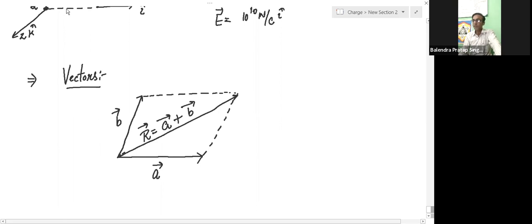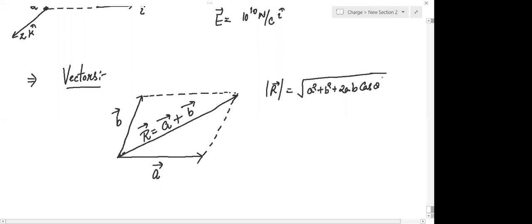What is the magnitude of this resultant R? Abdul Rahman, do you know what the resultant R is? Yes, sir. Tell me. Sir, under root A square plus B square plus 2AB cos theta. Very good, cos theta. This is the expression to find the magnitude of the resultant of two vectors.